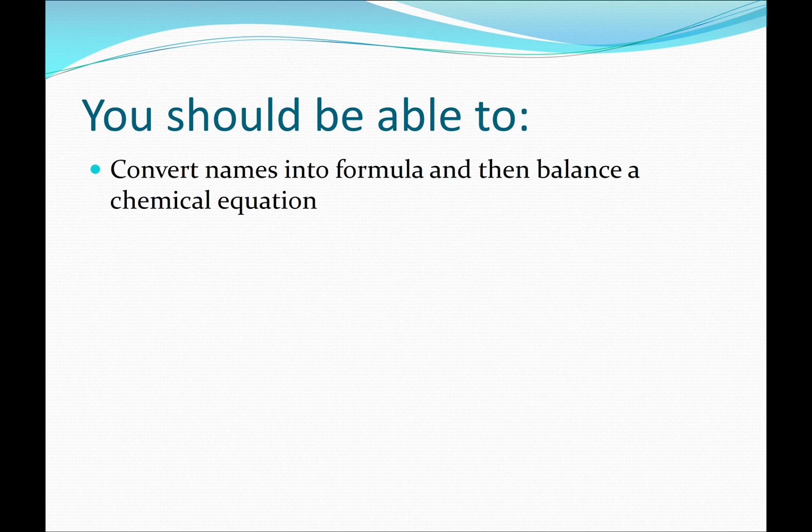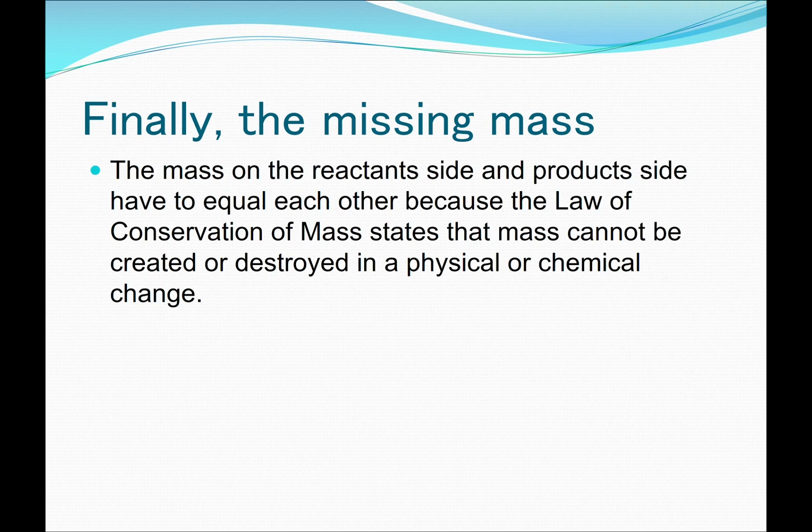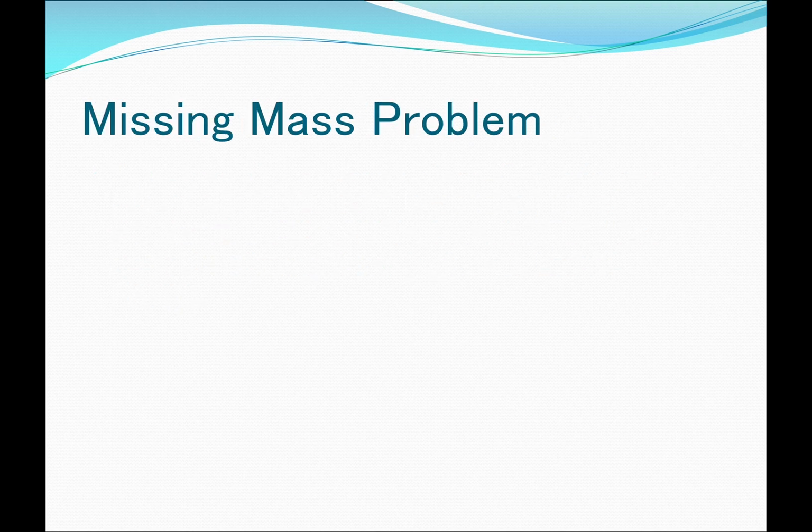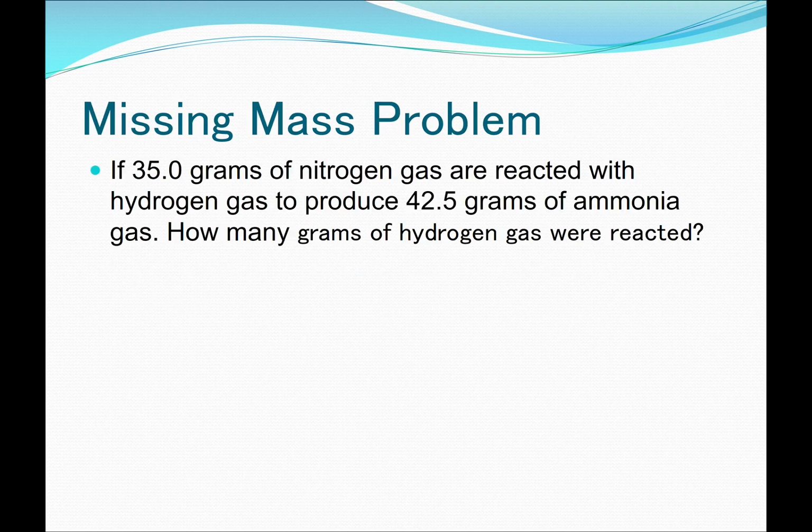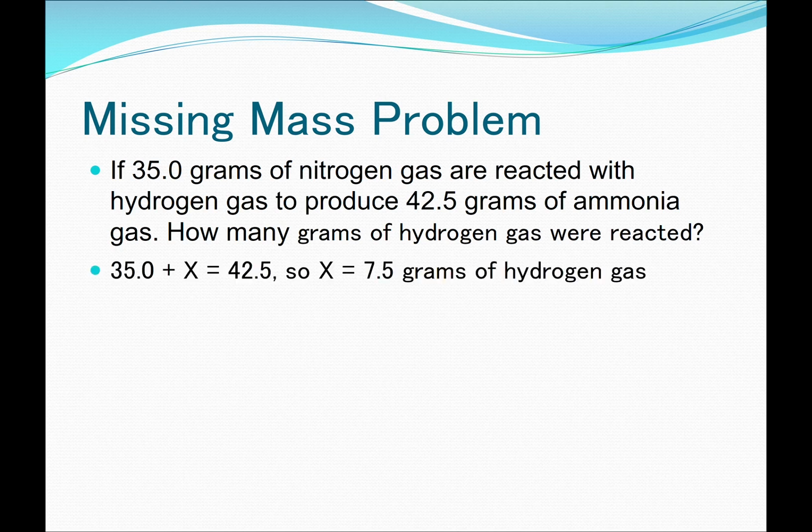Alright, at this point you should be able to convert names into formulas and then balance a chemical equation. Last thing we'll talk about today is about the missing mass. So in any chemical and physical reaction, mass of the reactants should equal the mass of the products. The law of conservation of mass states that we cannot create or destroy mass in any physical or chemical change, only a nuclear change. So a typical problem that you might see, we take 35 grams of nitrogen gas and react it with hydrogen gas to produce 42.5 grams of ammonia. How many grams of hydrogen gas were reacted?